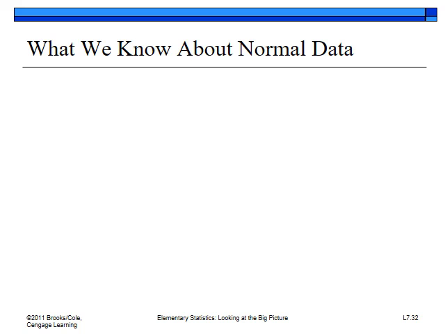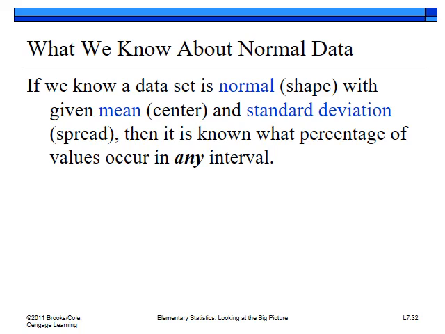Many sets of data approximately follow the normal distribution. If we know the shape is normal, and we know the mean and the standard deviation, then we can compute the percentage of values over any interval we want.